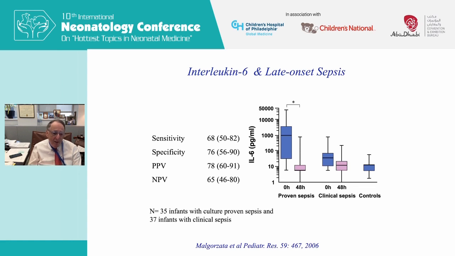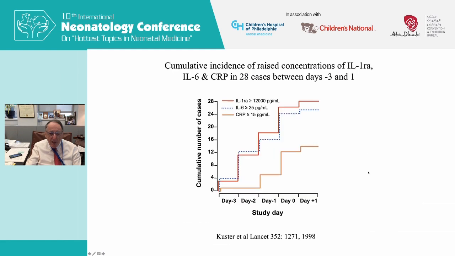Now, for many years, interleukins, cytokines, have been thought about as a good way to diagnose infection. And this is one of many articles published a number of years ago looking at interleukin 6 in babies with proven sepsis, those with clinical sepsis and controls. And it goes up very quickly and comes down very quickly. In proven sepsis, the same is true for clinical sepsis, and the numbers are significantly higher than controls. But there's always been a question about how good a marker it is before babies become infected.